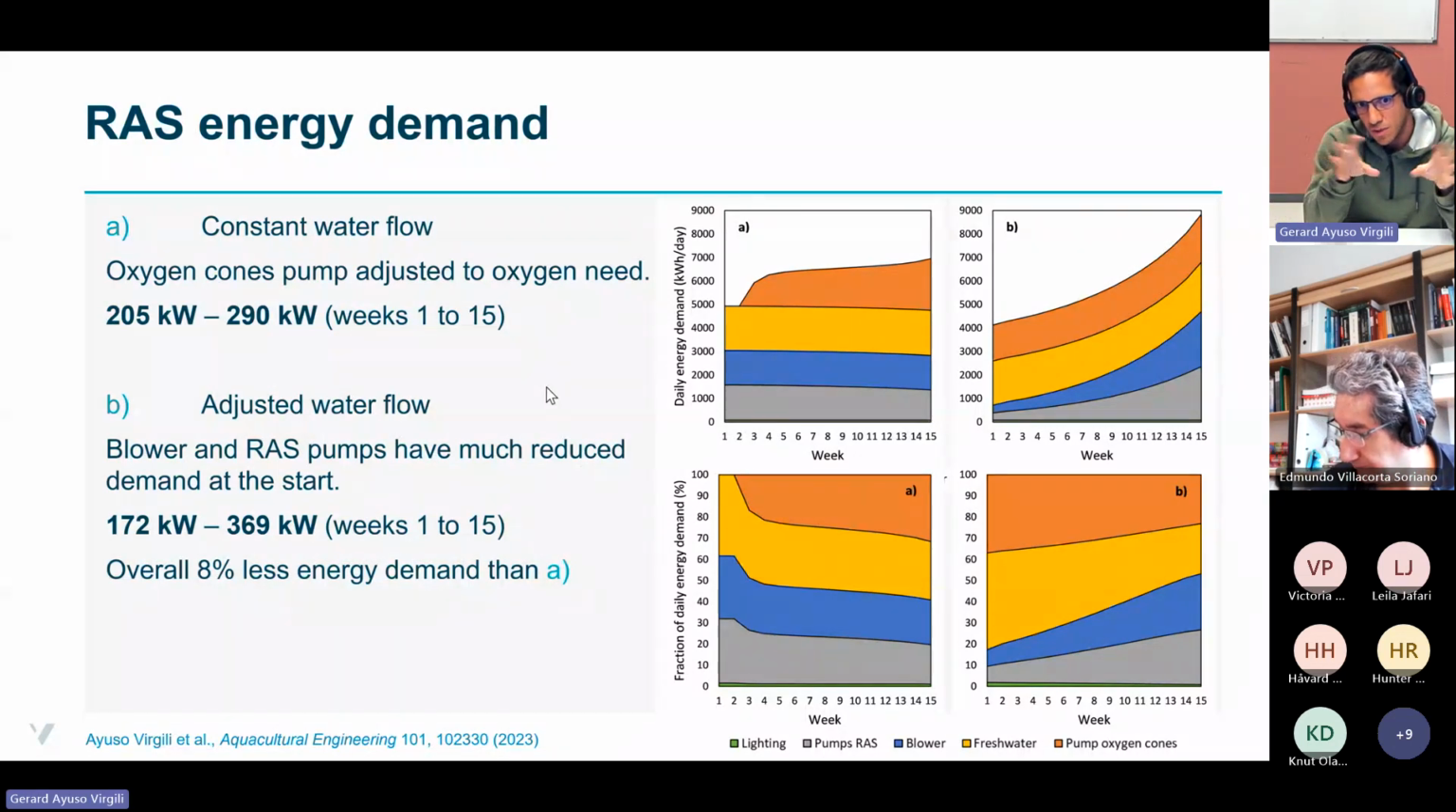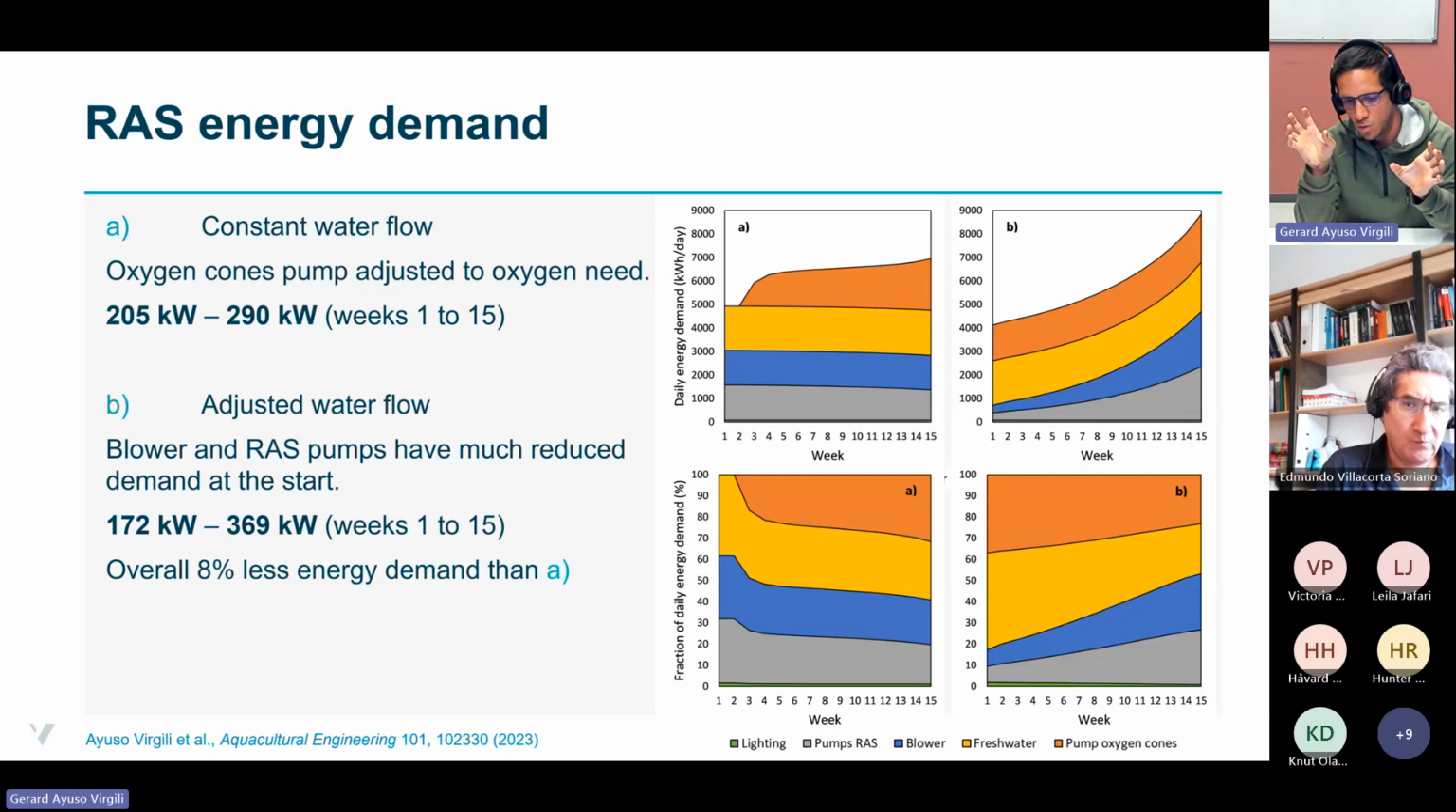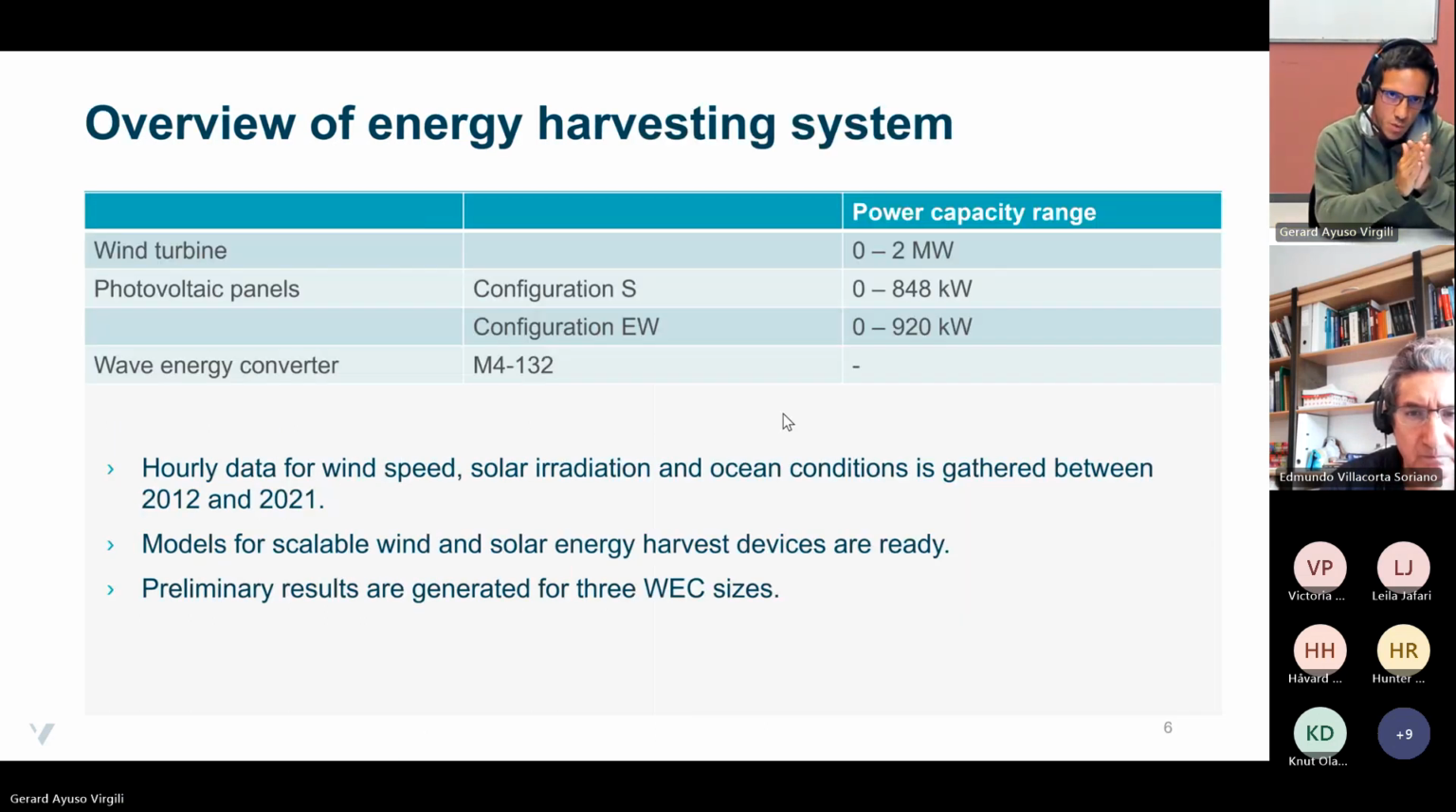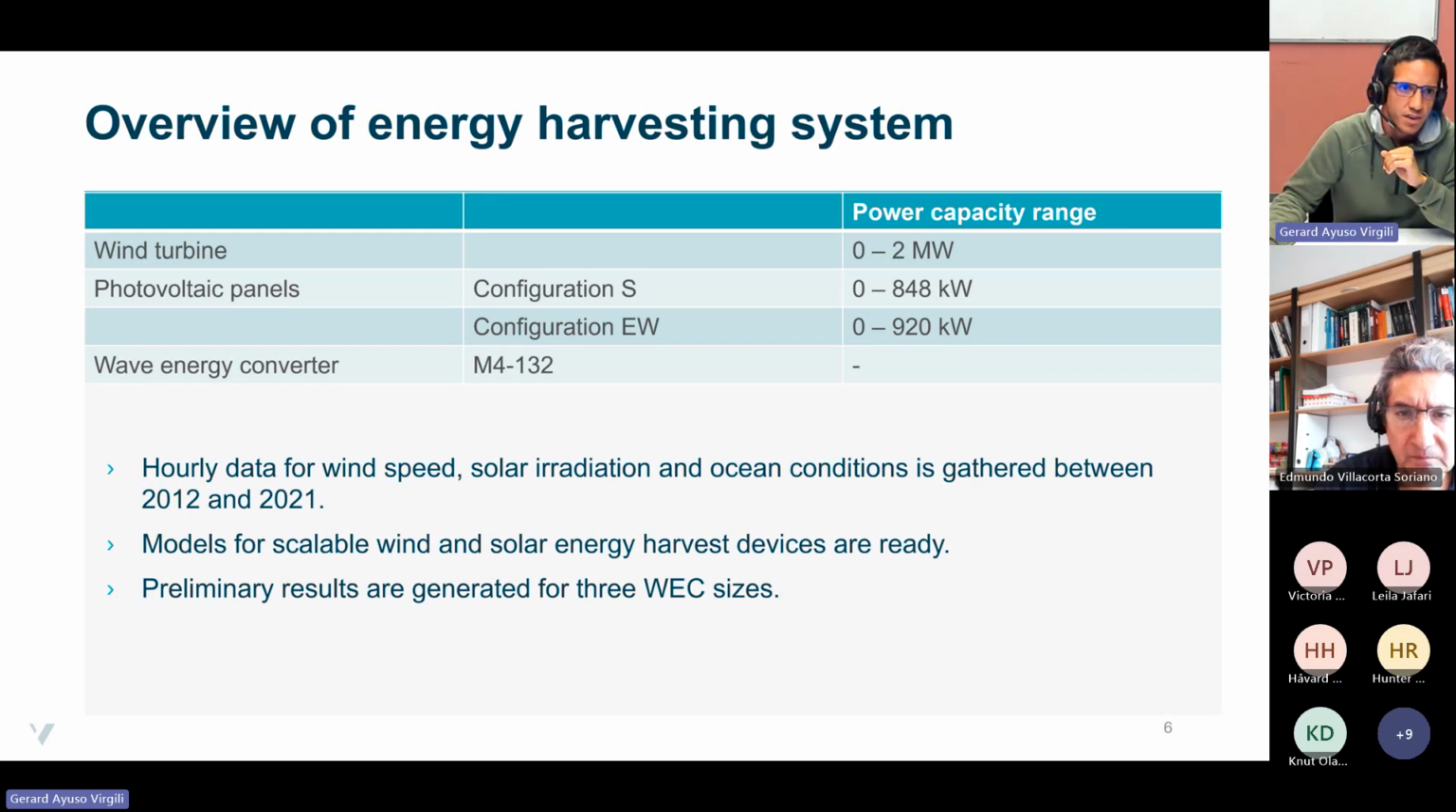So right now we have simulated, and we have all the results for the energy demand of the RAS, and we can look at the other side of the system. We want to find out what we need in an energy system to be able to cover this energy demand. So what I'm going to show you today is the wind turbine and photovoltaic panel models. I'm still working on the wave energy, so I cannot yet show you something definite, but I will be focusing on these two.